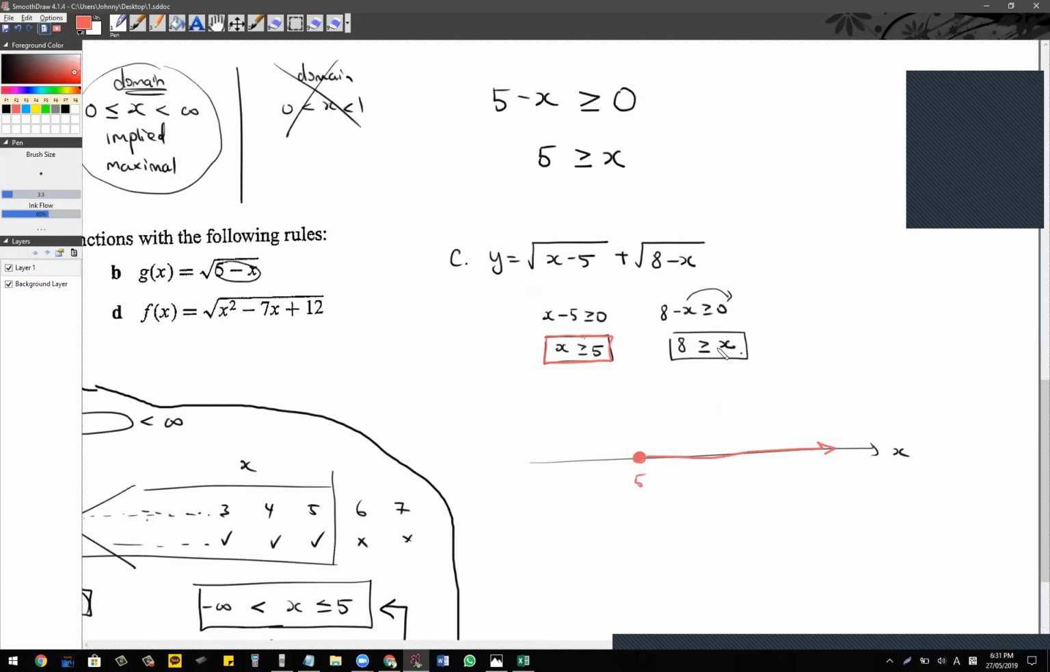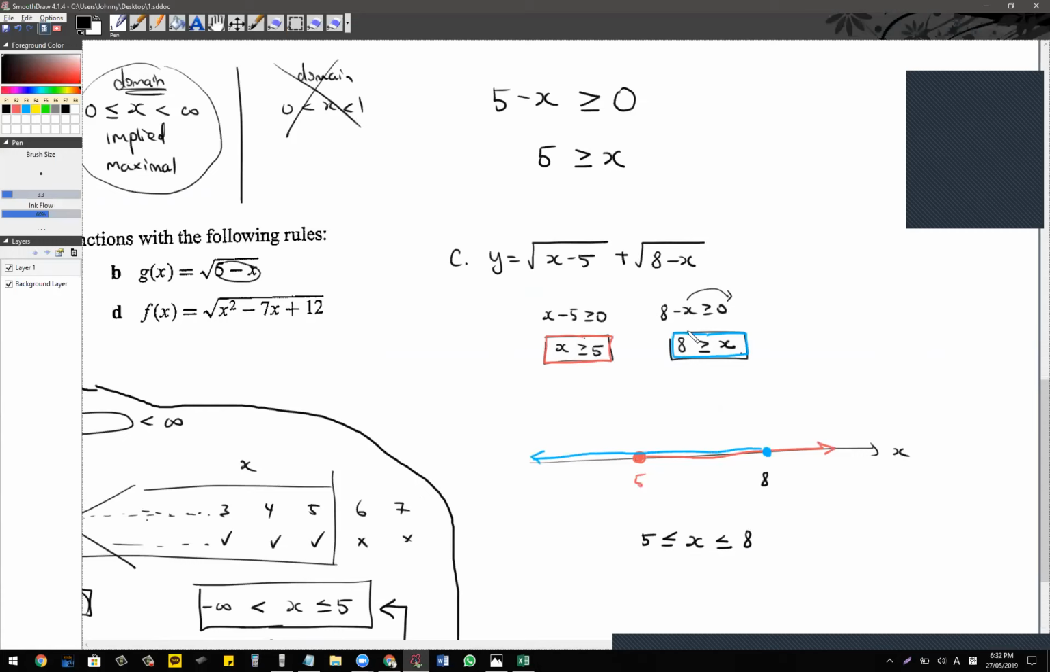I see that for the second one, x is less than or equal to 8. So this is 8 here, and x is less than 8, so anything that's below 8. So we need to find the area that is overlapping between these two. So the answer is x is between 5 and 8. So that's the answer for this one.